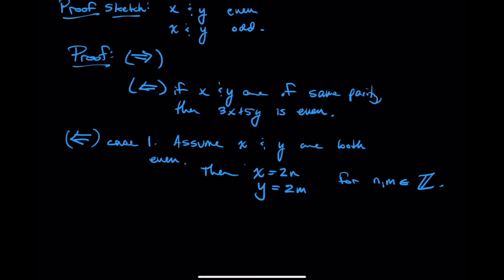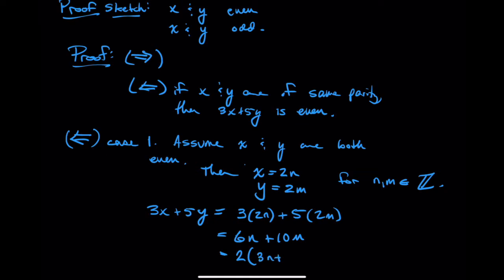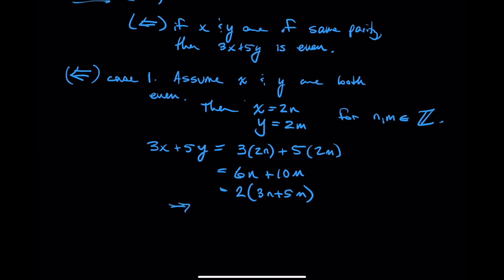All right, so 3x plus 5y is going to be 3 times 2n plus 5 times 2m. And that's going to give us 6n plus 10m. We can factor out a 2. So we have 2 times (3n plus 5m). And it looks like we're done here because now we just showed 3x plus 5y is even.